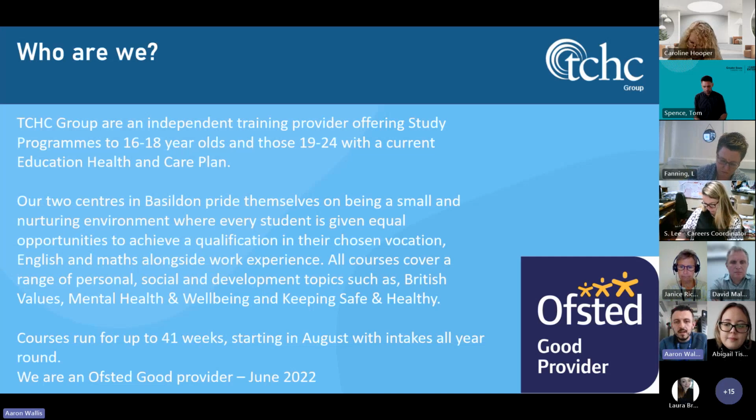We have 2 centres based in Basildon. Both are quite small compared to maybe bigger colleges. We focus on vocational qualifications alongside English and maths, functional skills and GCSEs. All of our courses will cover work experience, so we try to give all of our young people the experience of the world of work. That could be going out to an employer that we have on board or doing some work-related activity in our centres. Our courses typically run from September.